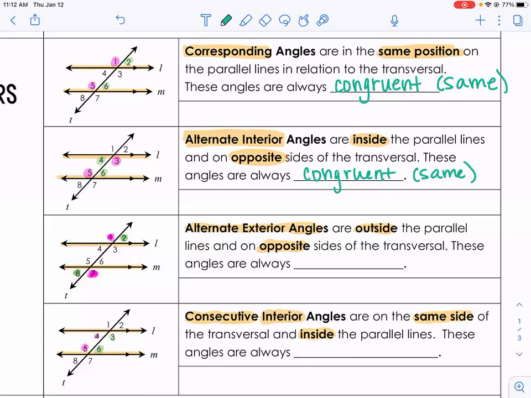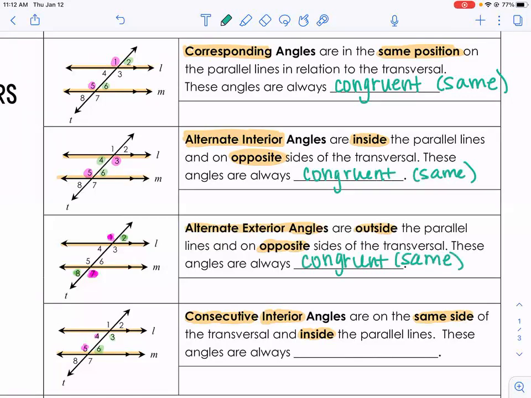Okay, back to the front. So we'll put these in a different order. That's fine. In number 5, Jada, what was true about our alternate exterior angles? They're the same. So alternate exterior angles are congruent. They are the same, but I want to write congruent.